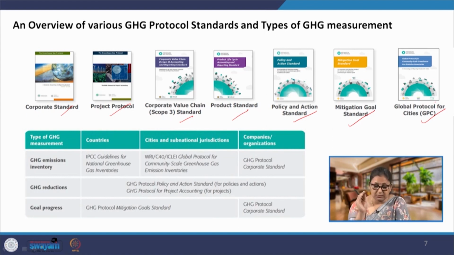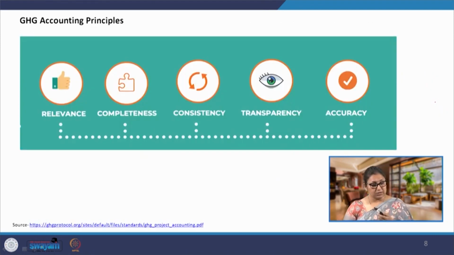The steps will vary for different purposes. For example, if it is a policy, the steps are going to be slightly different. If it is a corporate, the steps are going to be different. If it is a city, the steps are going to be different, and also the accounting method. It could be one of the two methods, the approaches which we just discussed, and also the steps will vary. So that is what we are seeing, and I am reminding you that the GHG accounting principles will remain throughout.